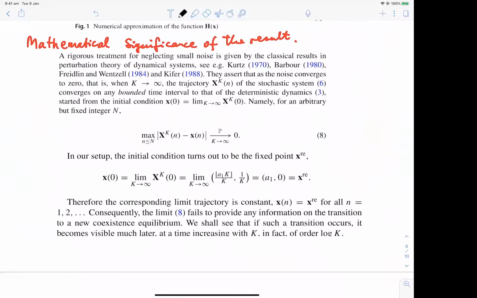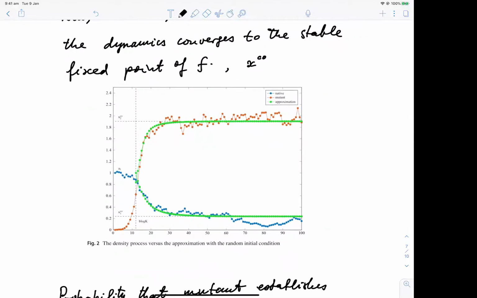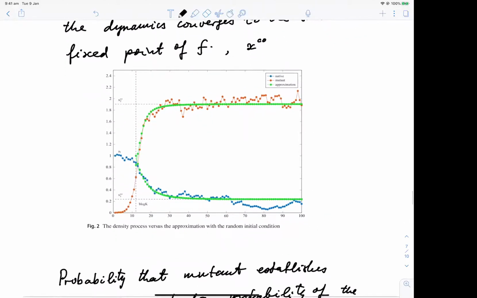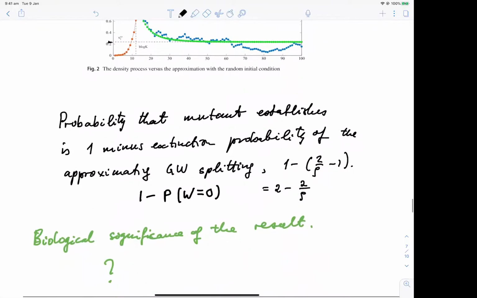So here, basically we say that the classical results are of course correct, but they don't tell you anything because the initial point converges to the stable fixed point, and therefore any iterate of f will result in this fixed point. So now with our result, as n goes to infinity, the stochastic dynamics converges to the correct stable fixed point of f. And so that's what we observe here. So this is a stable fixed point, x2, and this is x1, and that's a convergence of the stochastic dynamics to the deterministic dynamics.